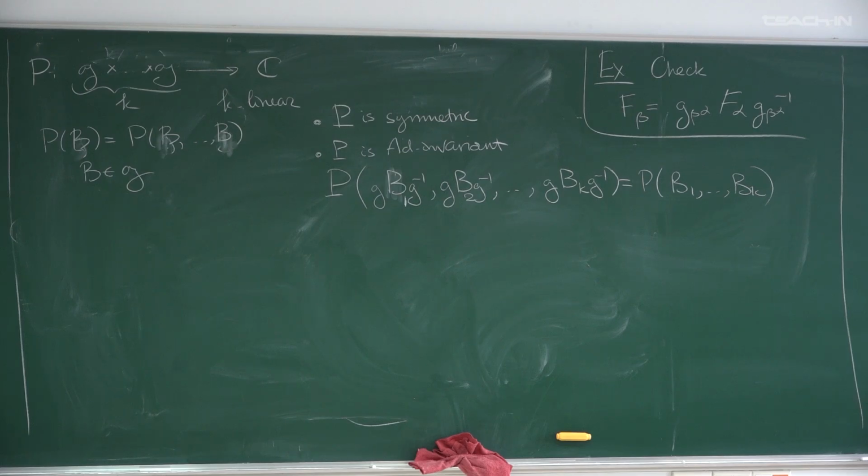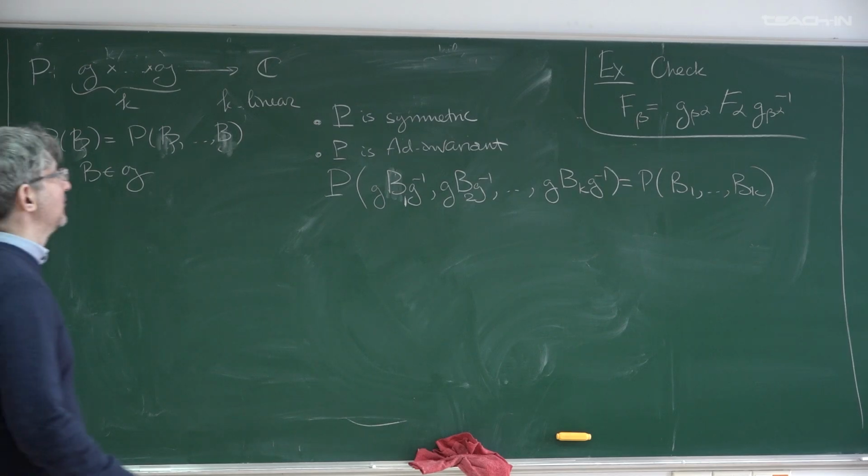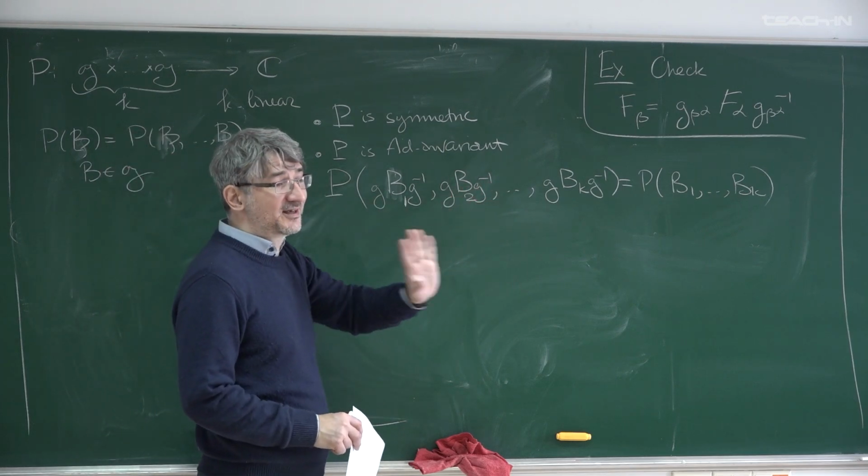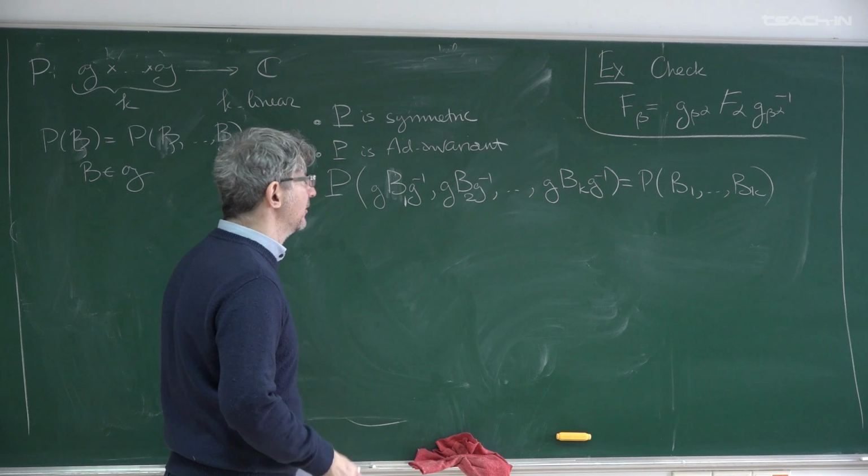Because there are two main examples, orthogonal and unitary. A little bit later it will be the spin group, but okay, the spin Lie group is the same as orthogonal. So we have this situation, okay? Examples of invariant polynomials.